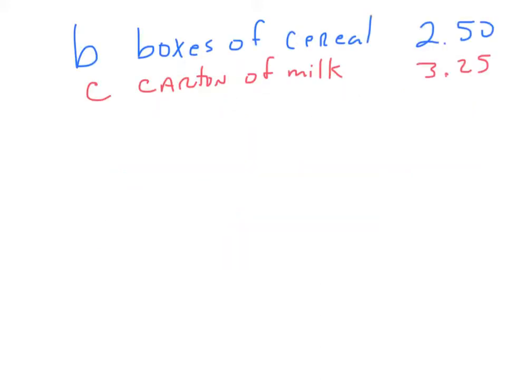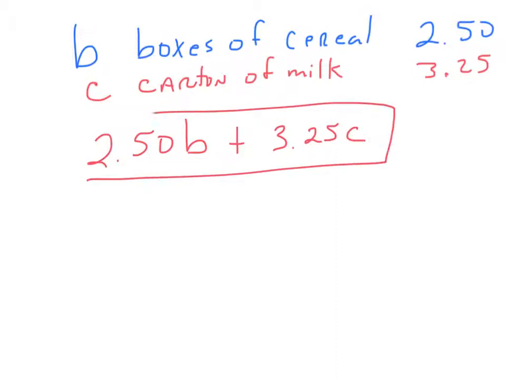In this particular problem, you're talking about boxes of cereal and cartons of milk. One box of cereal costs $2.50. So if you were to buy multiple boxes of cereal, that'd be $2.50 for every box of cereal. Plus, each carton of milk is $3.25. So if you were to buy more than one carton of milk, it'd be $3.25 times every carton of milk. That right there is the expression I am looking for.